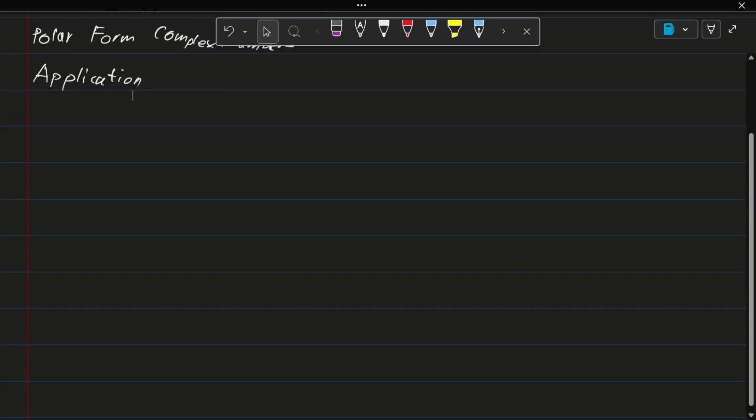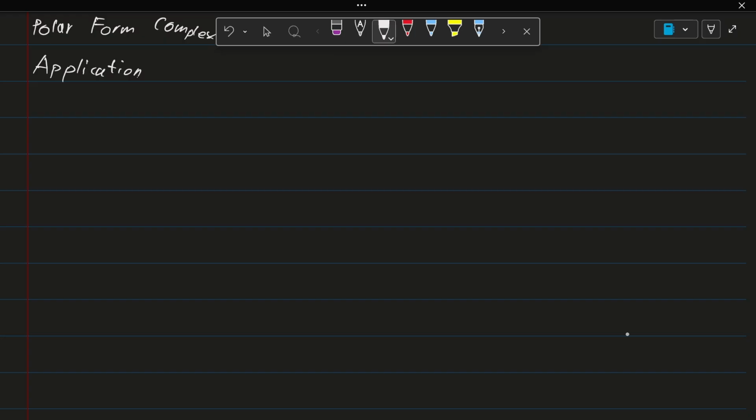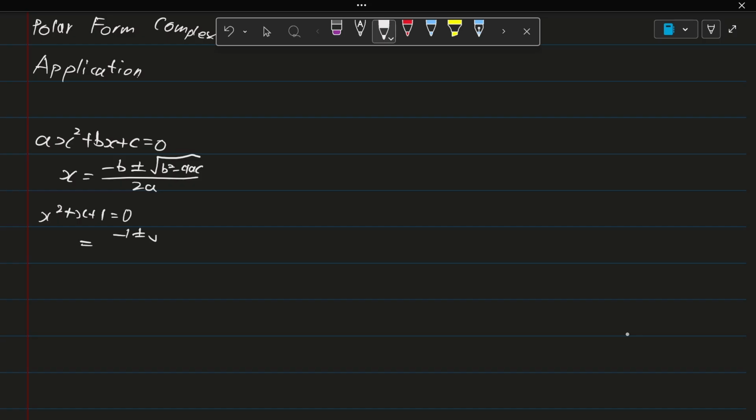So the idea is pretty simple. Let's say if you have ax squared plus bx plus c equals 0. This would correspond to a solution where x equals negative b plus or minus the square root of b squared minus 4ac over 2a. But consider one problem in which if you try to solve x squared plus x plus 1 equals 0, what you would have is x equals negative 1 plus or minus the square root of 1 minus 4 over 2, which is negative 1 plus or minus the square root of negative 3 over 2.